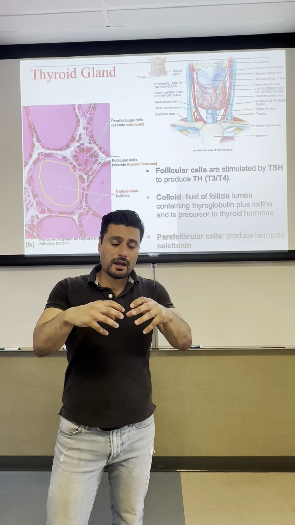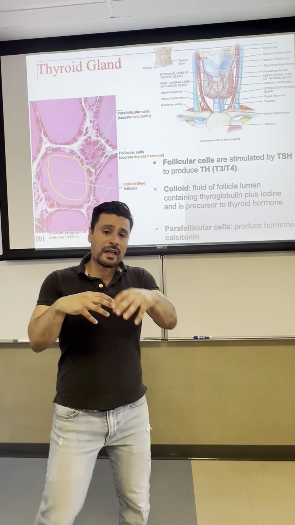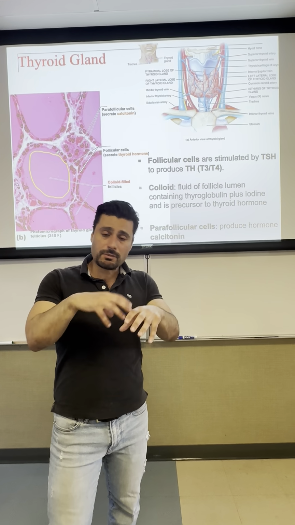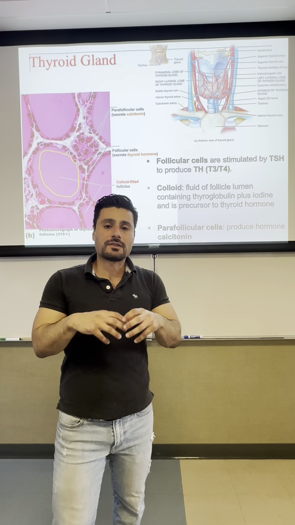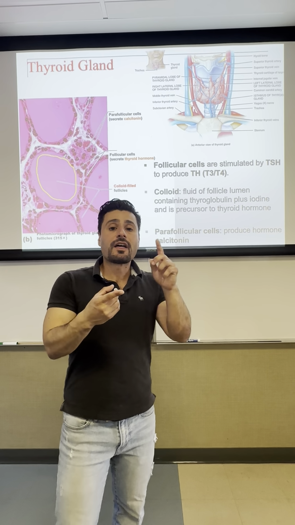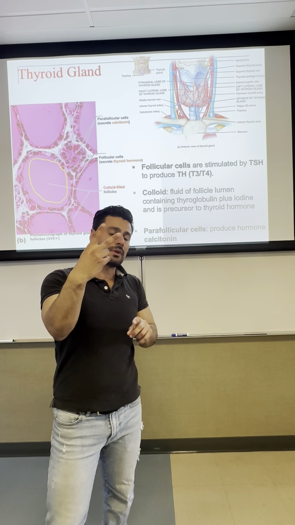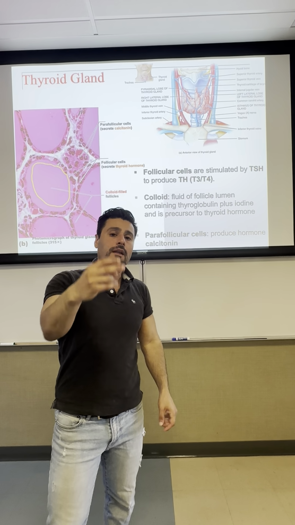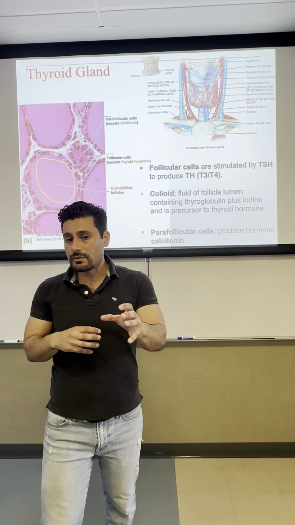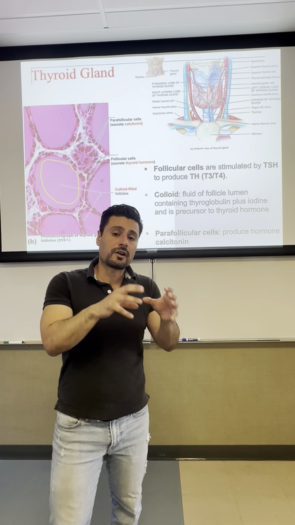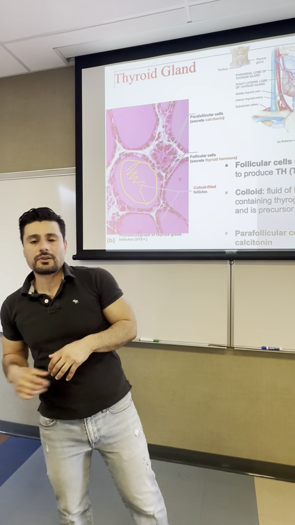If I'm making pancakes, the pancakes aren't going to be found in the colloid, but the flour, the sugar, the milk is going to be found there, right? The ingredients needed to make the pancake. In this case, it's the thyroid hormones. So we're going to have thyroglobulin, and we're going to have iodine that's going to be found here. So those two ingredients, thyroglobulin and iodine, are essential for the formation of my thyroid hormones. And where are they found? Those ingredients are found in the colloid, which is this fluid-filled kind of sac that you're seeing here.